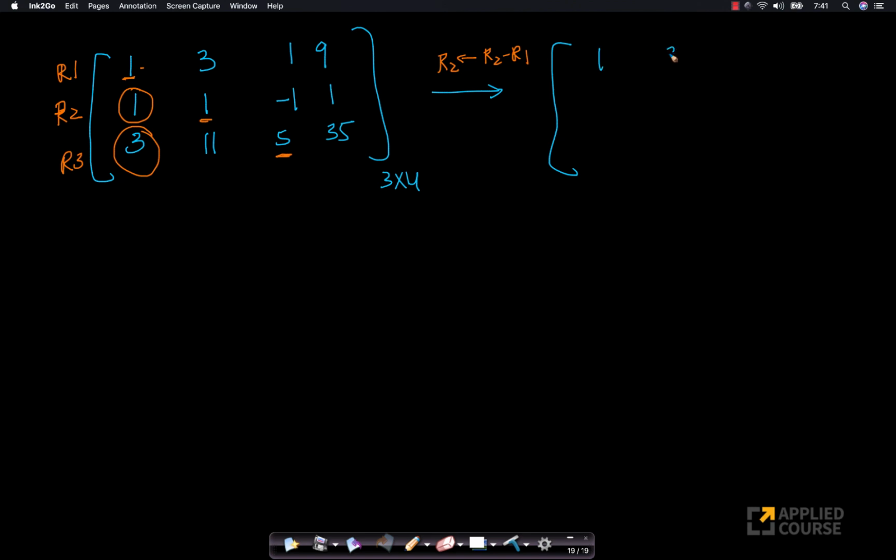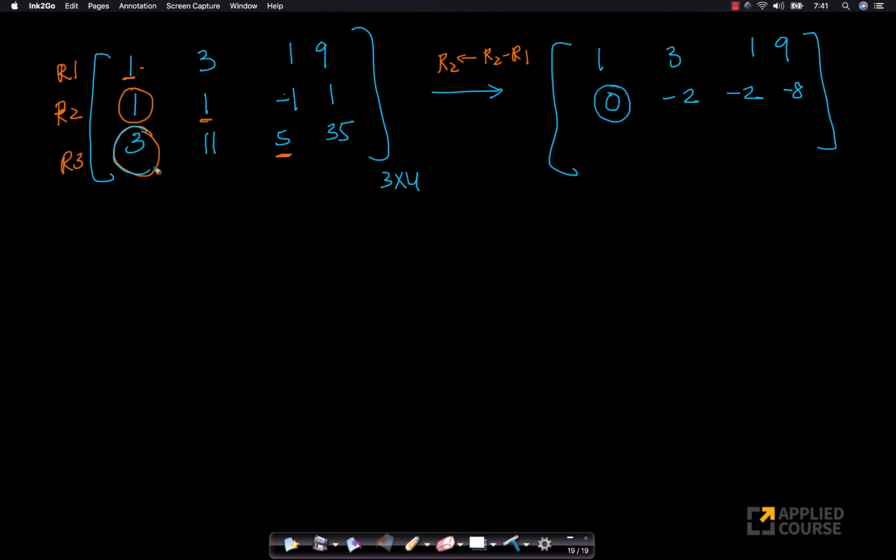So now what happens if I perform this operation? My R1 does not change, my R1 stays the same. My R2, I'm saying, is R2 minus R1. So this minus this: 1 minus 1, 0. 1 minus 3, minus 2. This minus this, minus 2. This minus this, minus 8. So I've done this, and this value became 0 as I wanted.